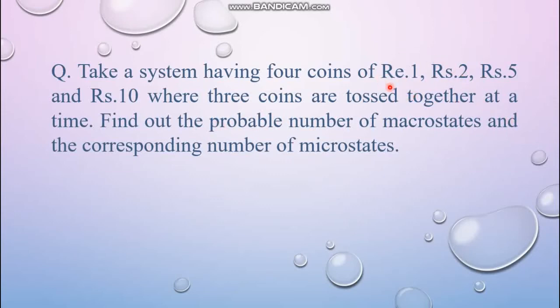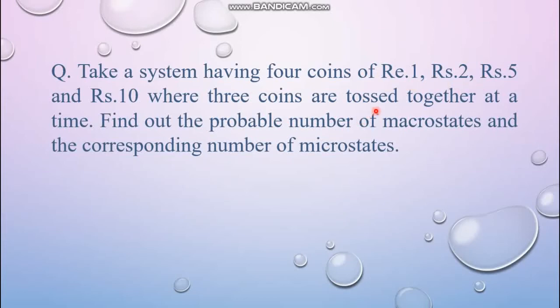So keeping any one of them out of the system, the rest of the 3 constitute the macrostate. So for 4 coins, 4 times you can take them out of the system, so 4 macrostates can be constituted. Now let us consider macrostate number 1 where, for example, we have taken rupee 1, rupees 2 and rupees 5. So toss them.